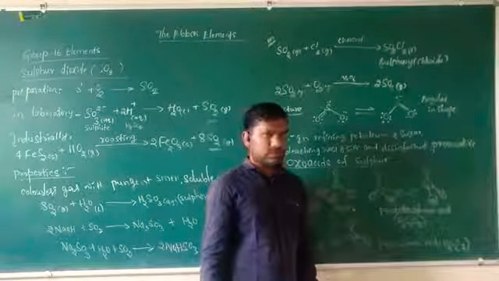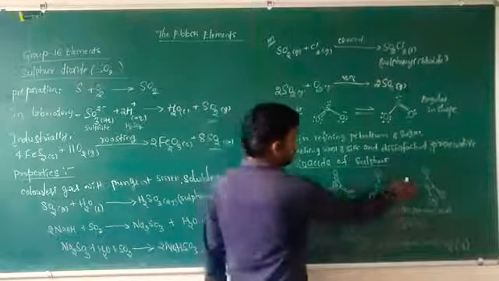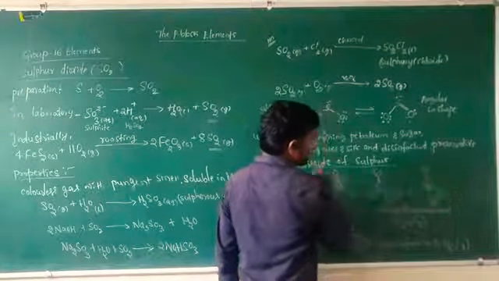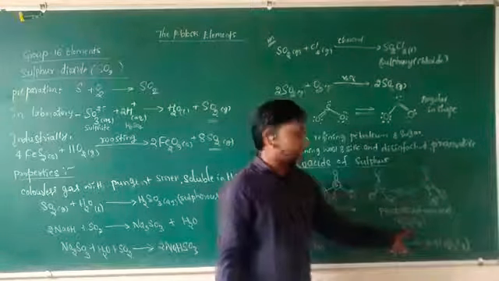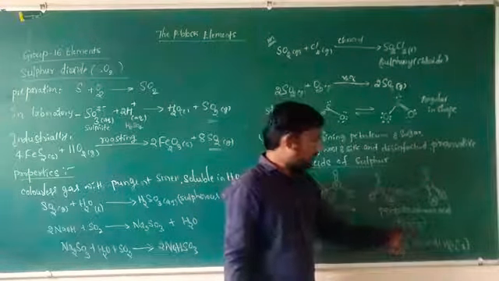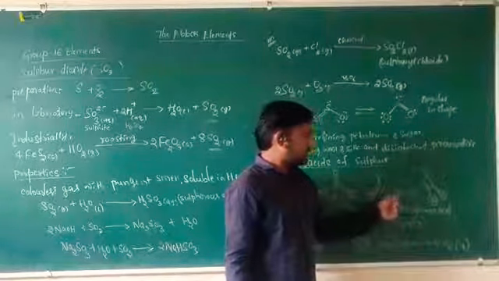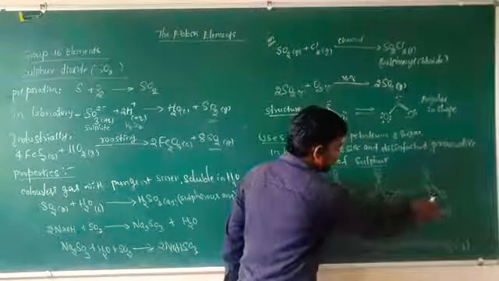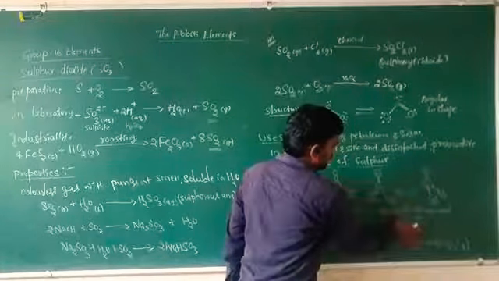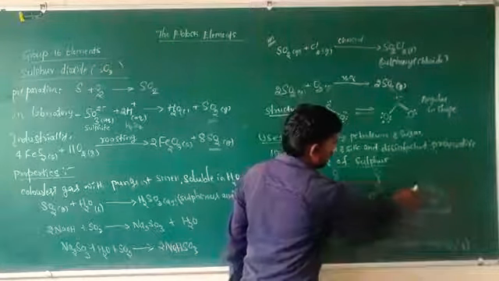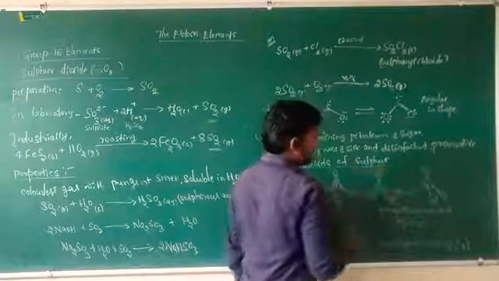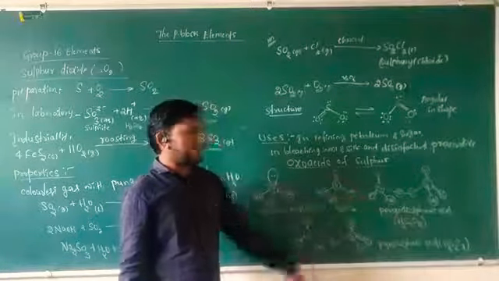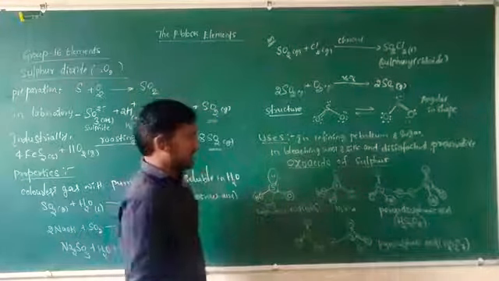Peroxodisulfuric acid. Peroxo means O2. Here one sulfuric unit, here another sulfuric unit. Peroxodisulfuric acid has the formula H2S2O8: two hydrogens, two sulfurs, and 1, 2, 3, 4, 5, 6, 7, 8 oxygens, with two OH groups. The name is peroxodisulfuric acid.